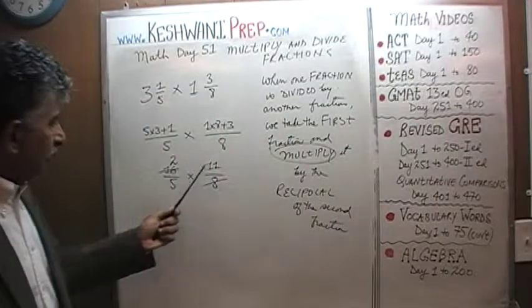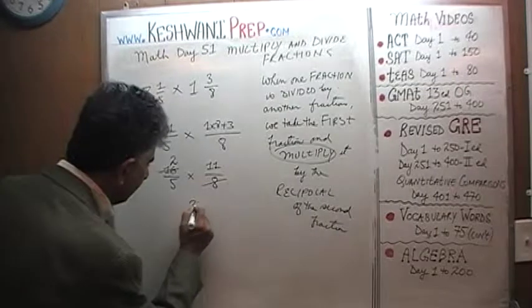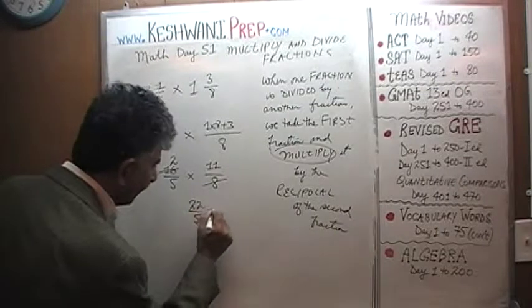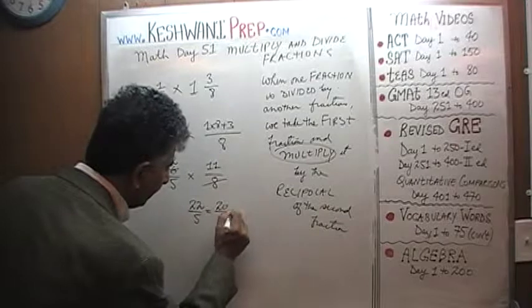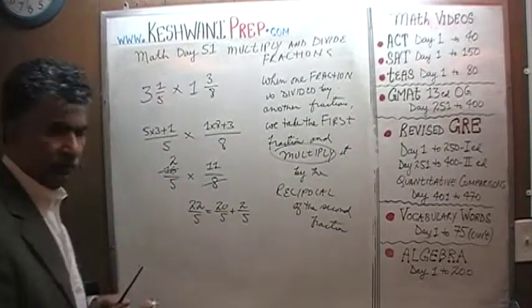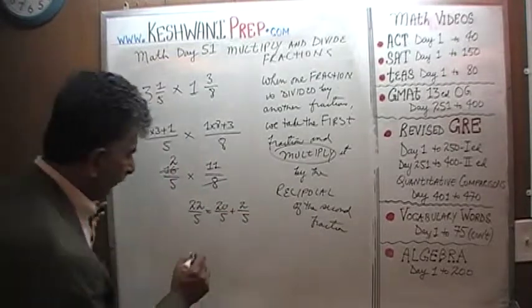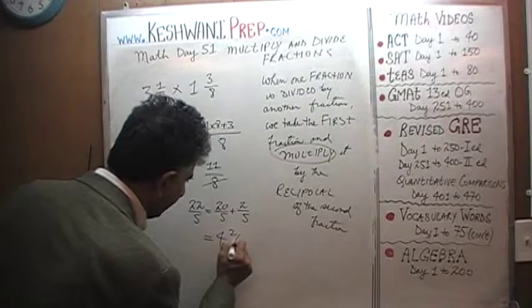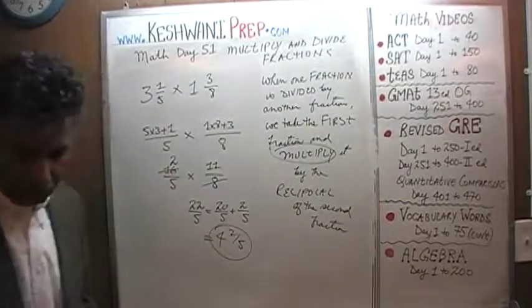So 2 times 11 is 22. We end up with 22 over 5, which of course is same as 20 over 5 plus 2 over 5. And 20 divided by 5 is 4, so we end up with 4 and 2 fifths. The final answer is 4 and 2 fifths.